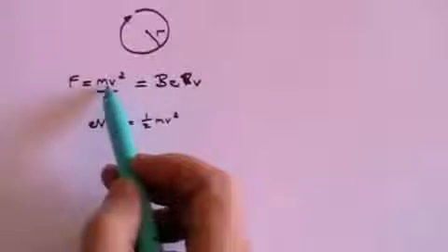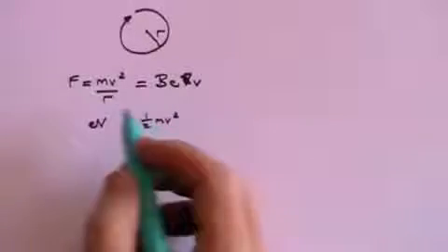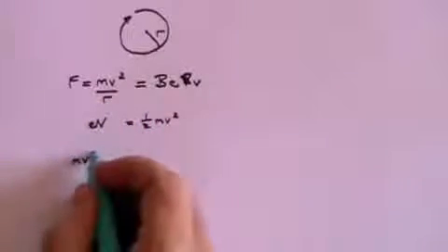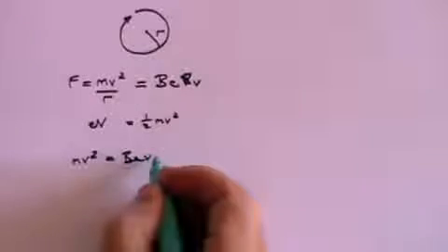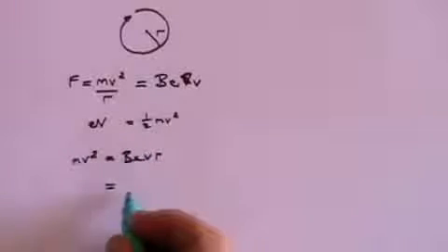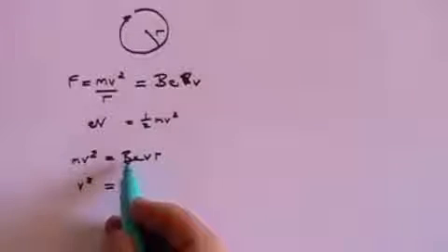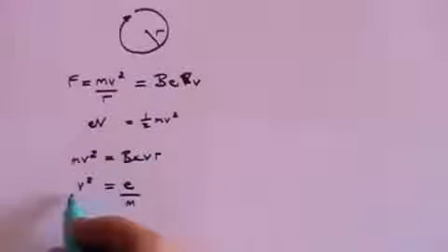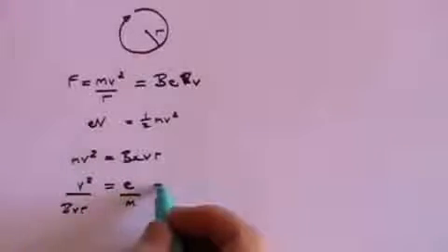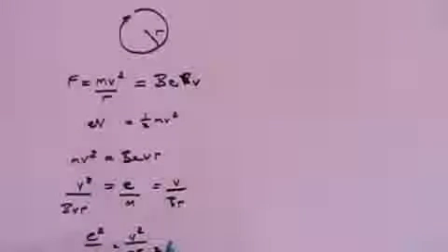And the way we do it is to take this equation here and multiply both sides by r. So we now get mv squared equals Bvr. Then by rearranging we can say e divided by m is equal to v squared divided by Bvr. And since the v cancels, that equals v divided by Br. Now square both sides. e squared over m squared equals V squared over B squared r squared.